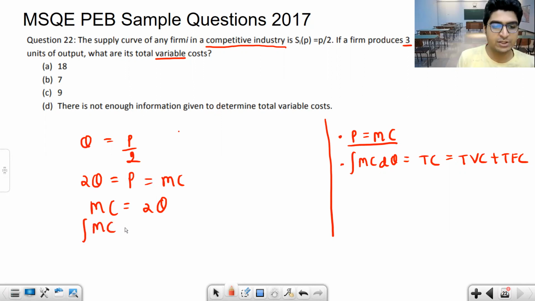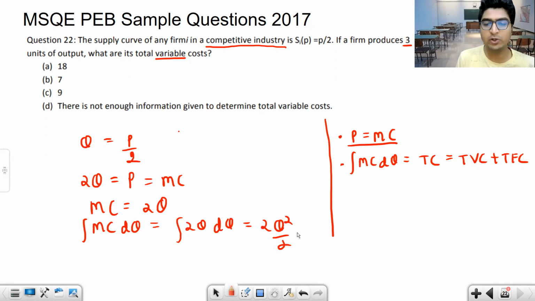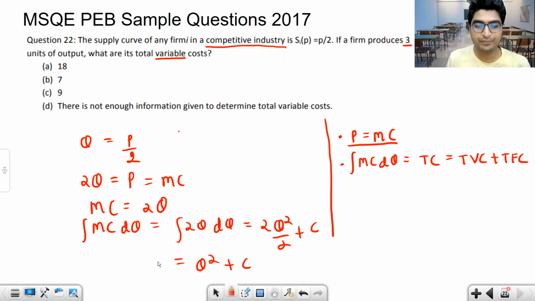So integration of marginal cost with respect to quantity will be equal to integration of 2Q with respect to quantity, which is equal to 2Q square by 2 plus some arbitrary constant. So it will be equal to Q square plus an arbitrary constant, which is equal to TC. Q square is the variable cost, and whatever this C is, it is the total fixed cost. So I have TVC equal to Q square.